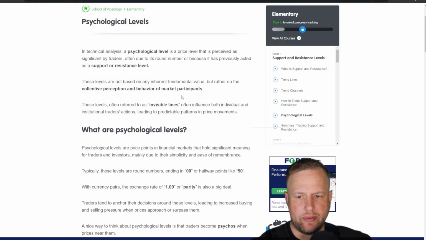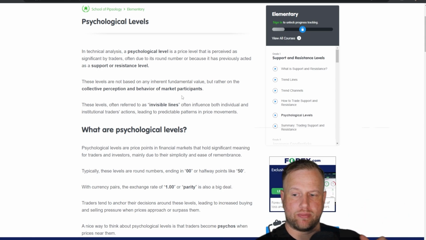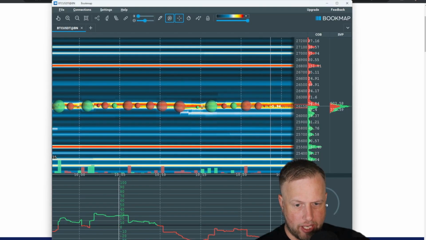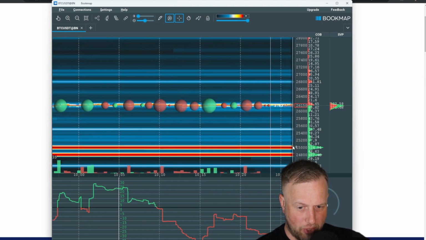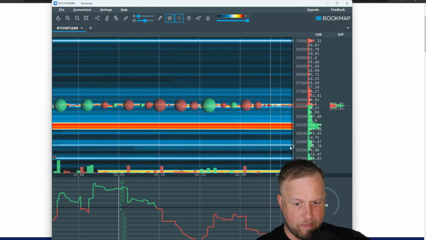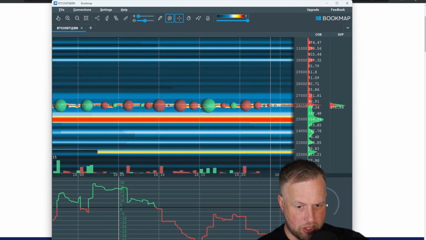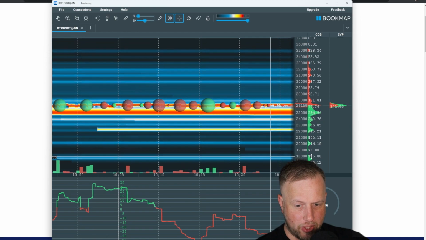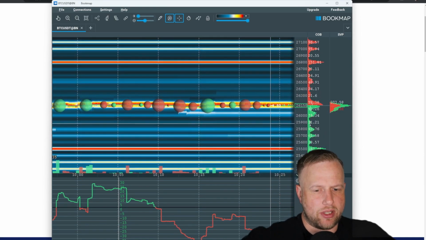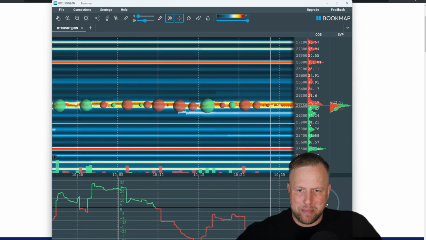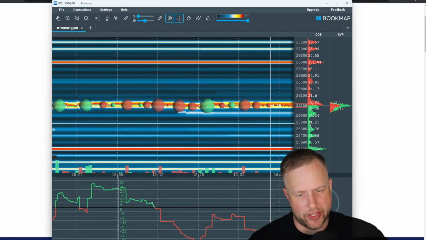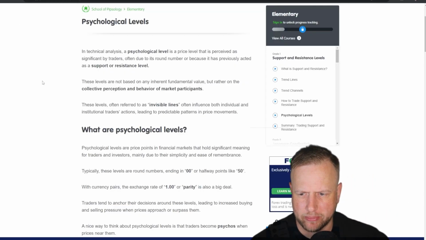So psychological levels are a price level that is perceived as significant by traders. Round numbers, previous history, right? I mean, just look at the order book. It's typically in round numbers: 25,550, 24,800, 25,000, 24,000, 23,000, 22,000, 21, 20. So you see what I'm saying? Even $100 increments can matter. You don't have to map out every $100, but you kind of get the point there.